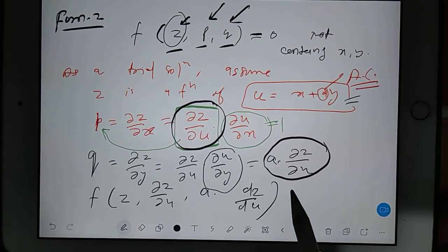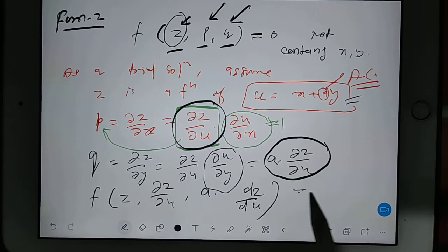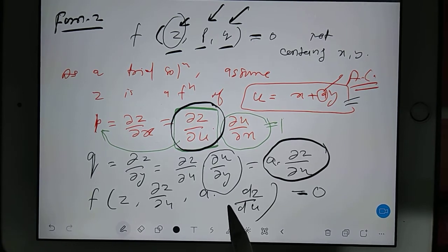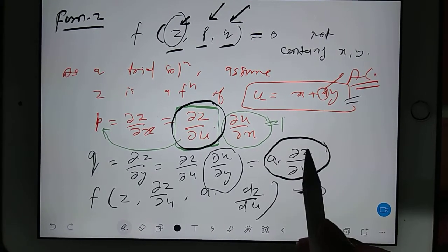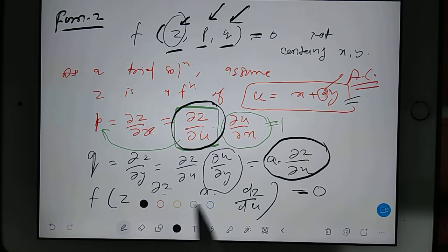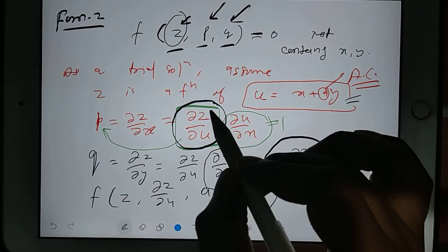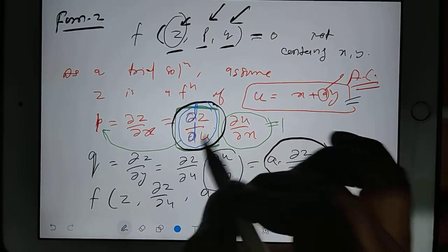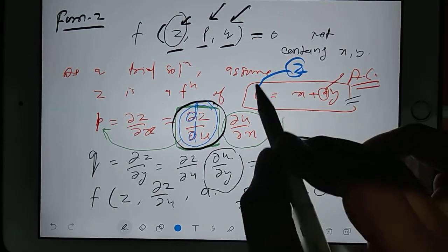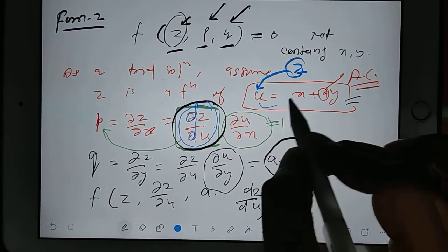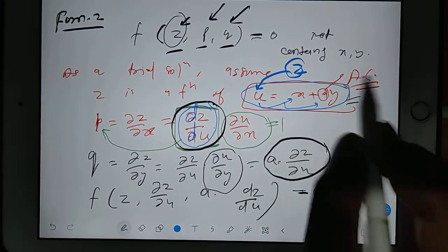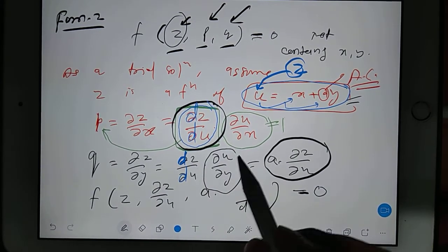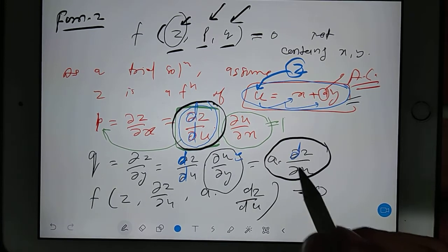Everywhere ∂. So you see here, when you write ∂z/∂u, this is actually your dz/du, because z is a function of u alone, but u is a function of x also and y also. So for u you put ∂, right? So this is dz/du.